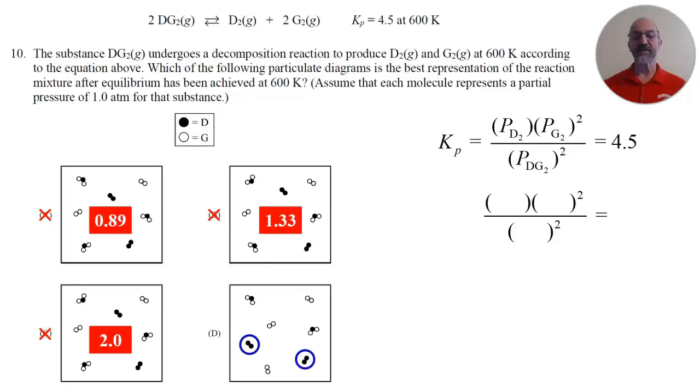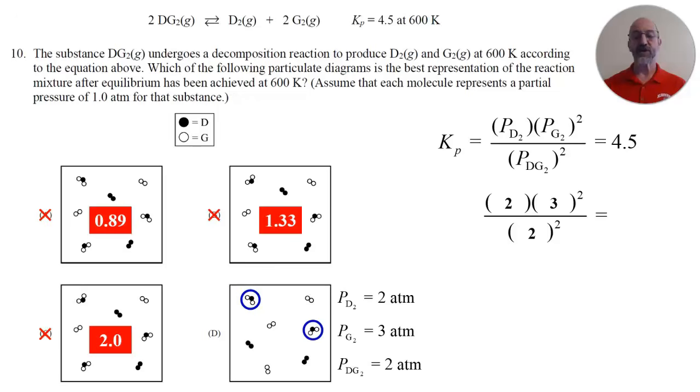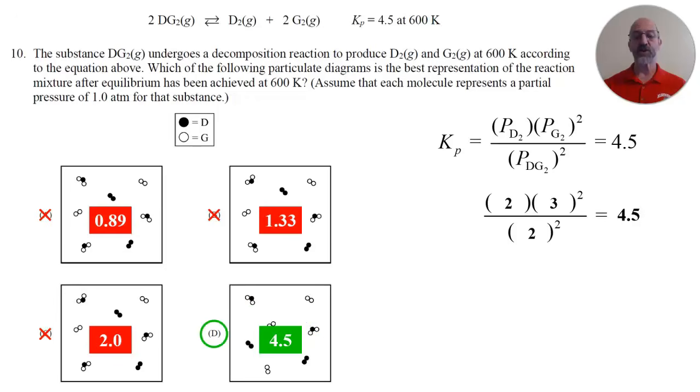So 2 particles of substance D2, partial pressure of 2 atmospheres. 3 particles of substance G2, partial pressure of 3 atmospheres. So that goes in the numerator of my expression. And then 2 particles of substance DG2, partial pressure of 2 atmospheres. That goes into the denominator. So 2 times 3 squared divided by 2 squared definitely gives me a numerical value of 4.5, confirming that choice D is the correct answer to question 10.